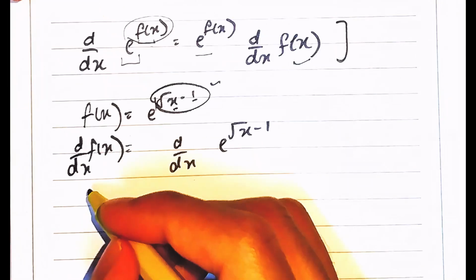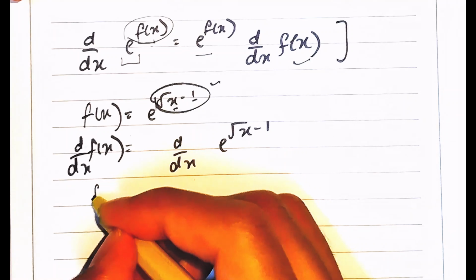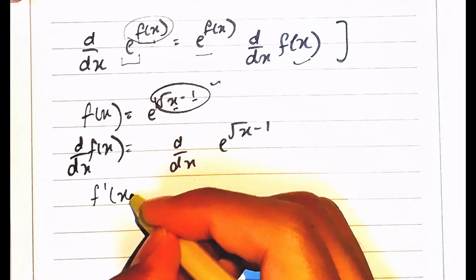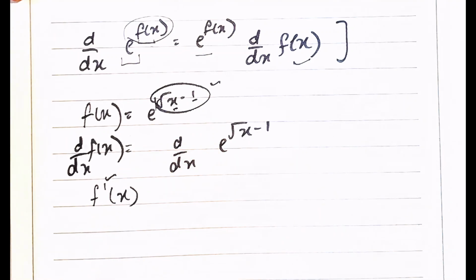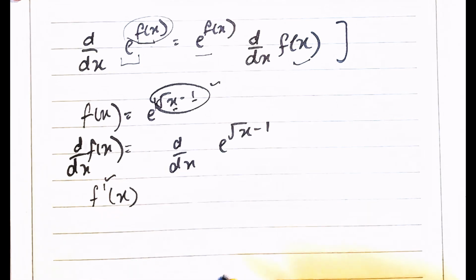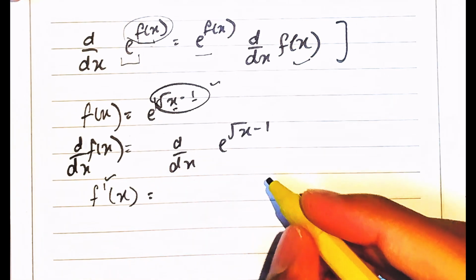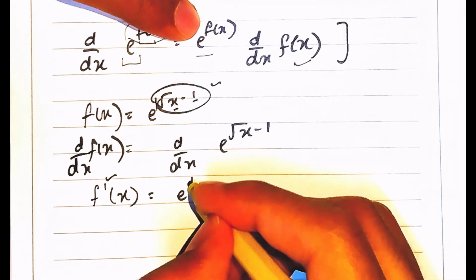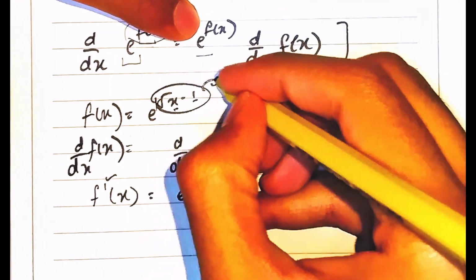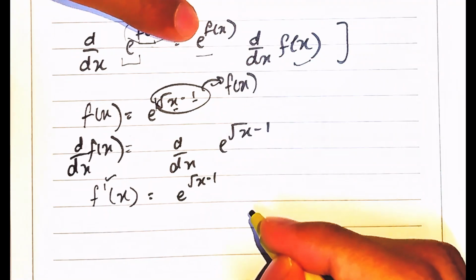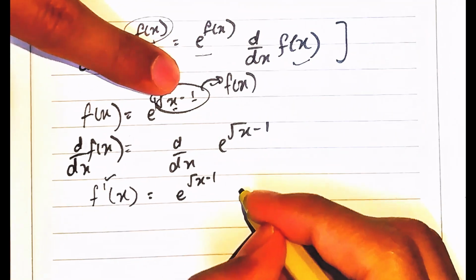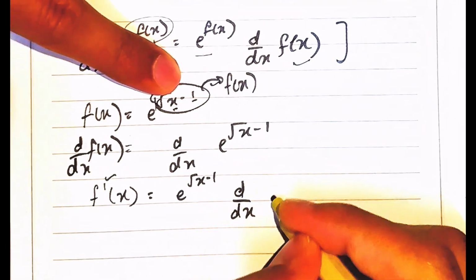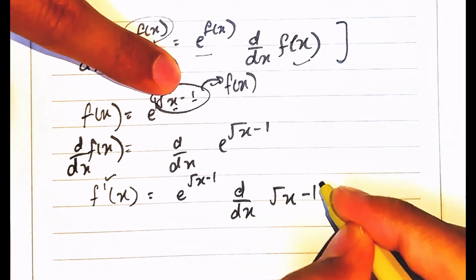So how can we represent the derivative? We can simply write f prime. If you want to represent a single derivative, you can simply put a prime over it. Then we have the function as it is, so we have e^root(x minus 1). This is my f(x). Then we have to take the derivative of this f(x), so d by dx of root of x minus 1.